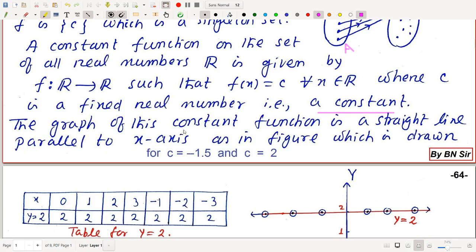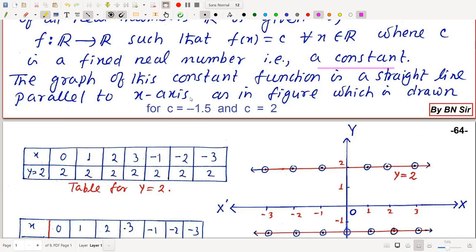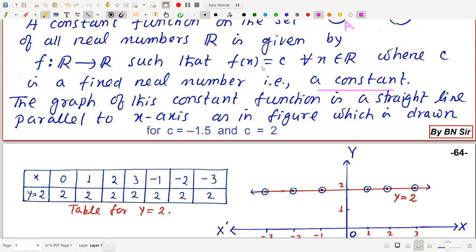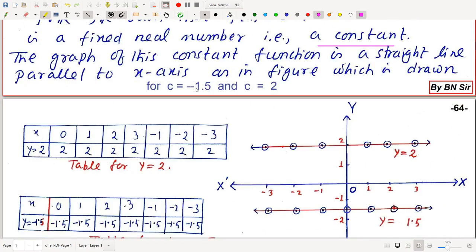Now the graph of this constant function is a straight line parallel to x-axis, because f(x) equal to c means y equal to c. Y is constant. When y is constant, it represents a straight line parallel to x-axis. And let us take c as minus 1.5 once and c as 2 again. Then what will be the graph?